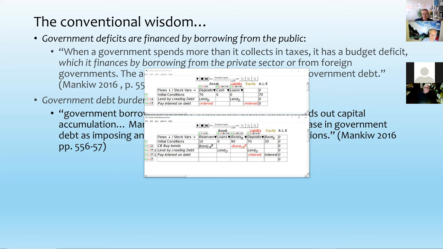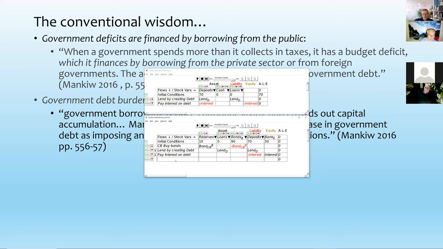An operation which transfers from one asset account to another asset account, which is what's going on here, does not create money. An operation which transfers from one liability account to another, or in this case, I'm working in terms of short-term equity, from deposits to equity, that doesn't create money either. So if you're going to have an operation that creates money, it must be something which affects both the liability side and the asset side of the banking sector.